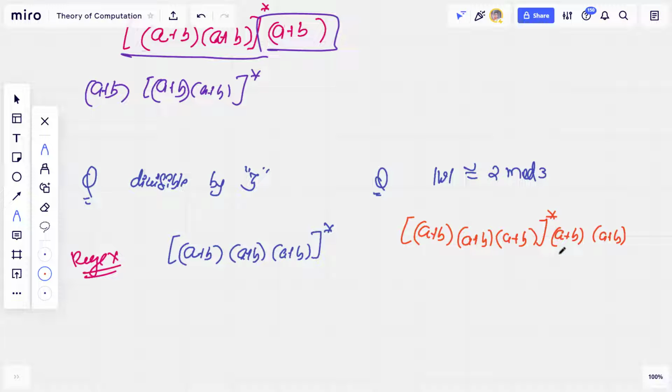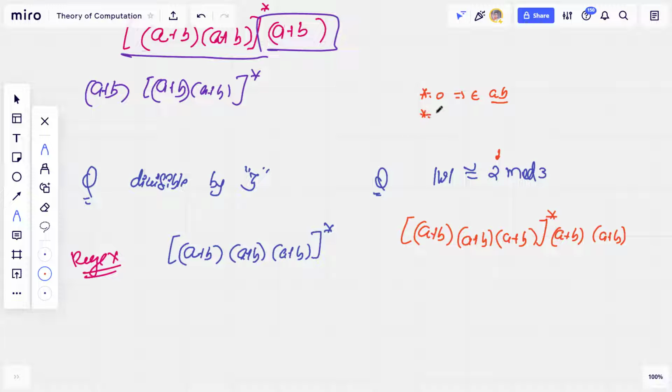So which will make the string length such that if I divide by 3, I'll get 2. What I mean is, if instead of star I put 0, I'll get epsilon. Fine, I get epsilon here. Then I append 2 more characters, maybe AB, and so on. So in this case, the remainder will be 2, right?